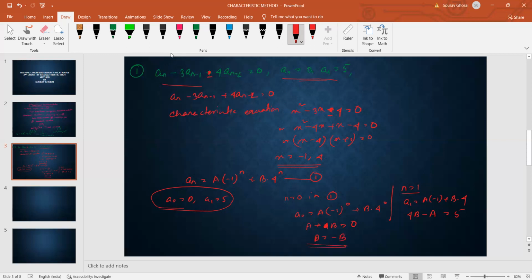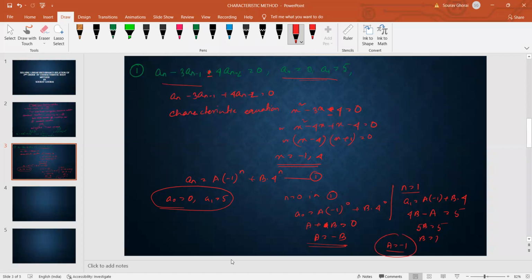So from here, if we put that a is equal to minus b, and if we use this result here, we can write that 5b is equal to 5 or b is equal to 1. And if b is equal to 1, so we can say a is equal to minus 1. So I think the calculation is clear to you.